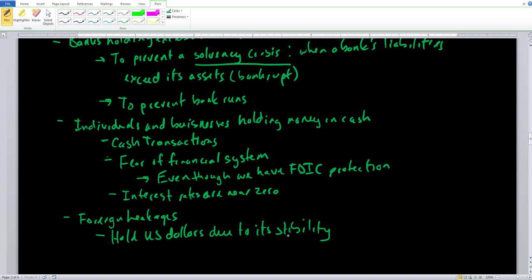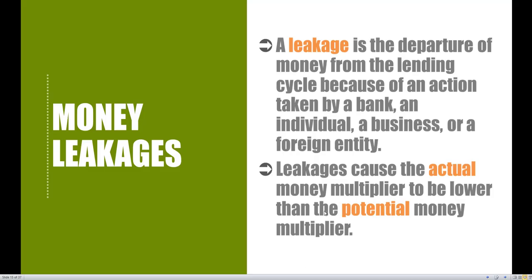So the more and more foreigners that hold US dollars, that is going to represent a foreign leakage in this case, because that money isn't actually being put within the US banking system. So as more foreign individuals, banks and corporations, and governments hold US dollars just to give themselves their own type of buffer, it's going to dampen the impact of the potential money multiplier. So three sources of leakages that we have here: we have our domestic banks, we have individuals and domestic businesses, and also foreign leakages as well, which all have the impact of lowering our potential money multiplier.